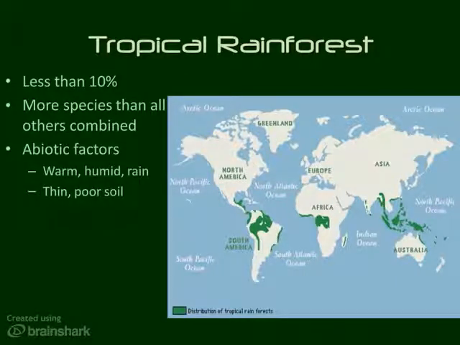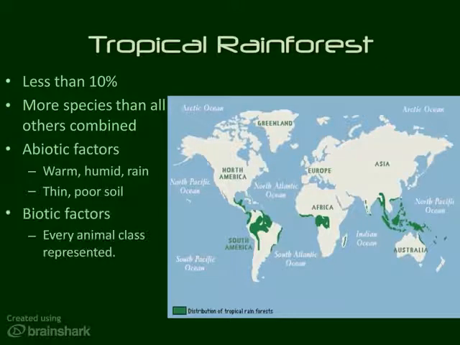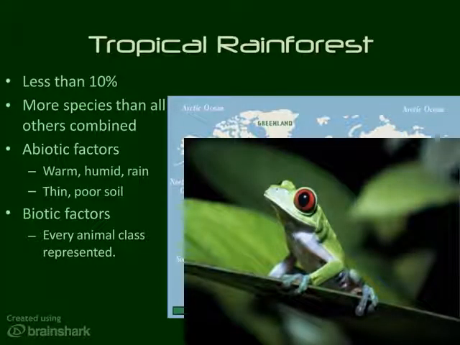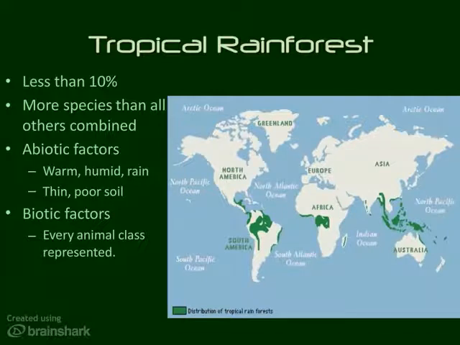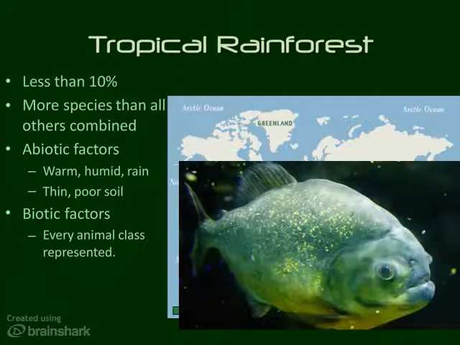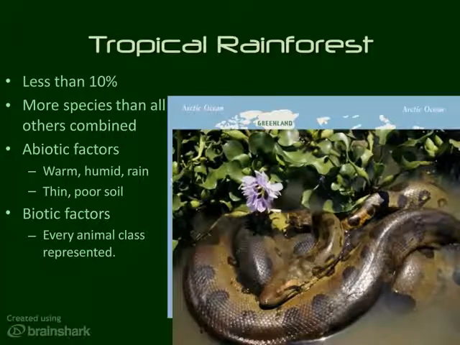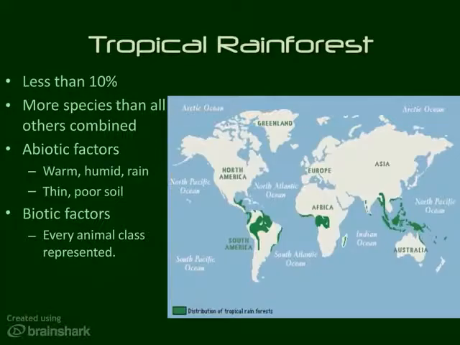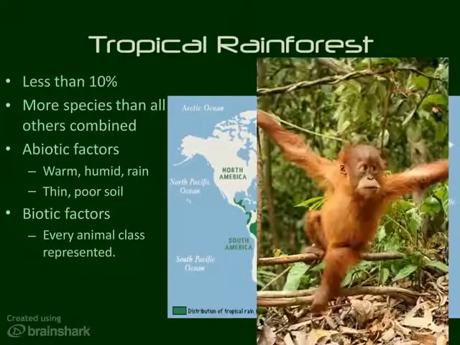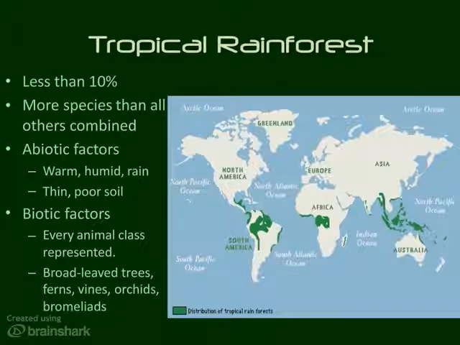Rainforests are characterized by warm temperatures with humid air and very poor, thin soil. Plant life and animal life is very, very diverse. Every animal class is represented in the rainforest. Amphibians, fish, that's a piranha if you're wondering, reptiles, birds, and mammals.